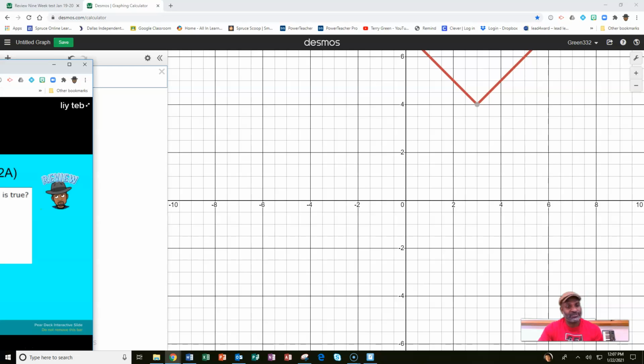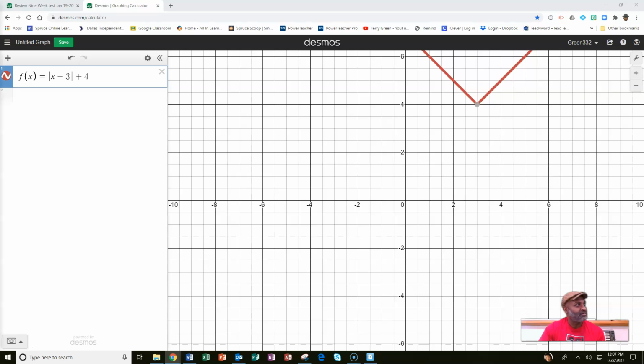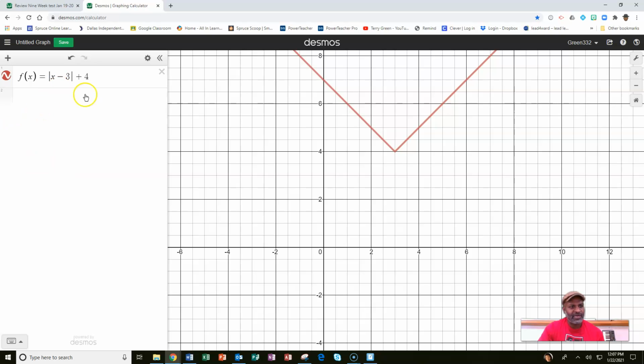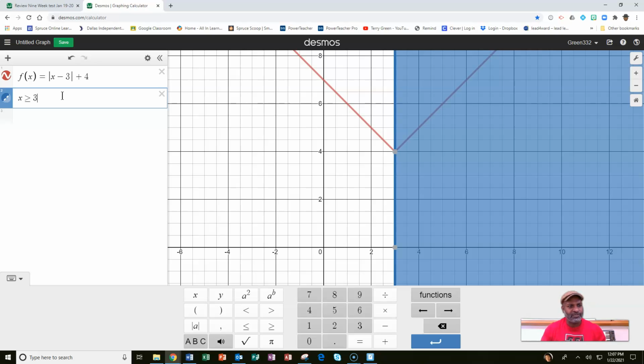All right, the first thing they want us to check is said the domain is x is greater than or equal to 3. Well, the domain is all of the x values that are in the function. So look what happened if I actually plotted the domain, which they said was x greater than or equal to 3. Did we cover the entire function with this domain? Nope. We got all the x values here, but what about these? So x greater than or equal to 3 is not the domain of this function.